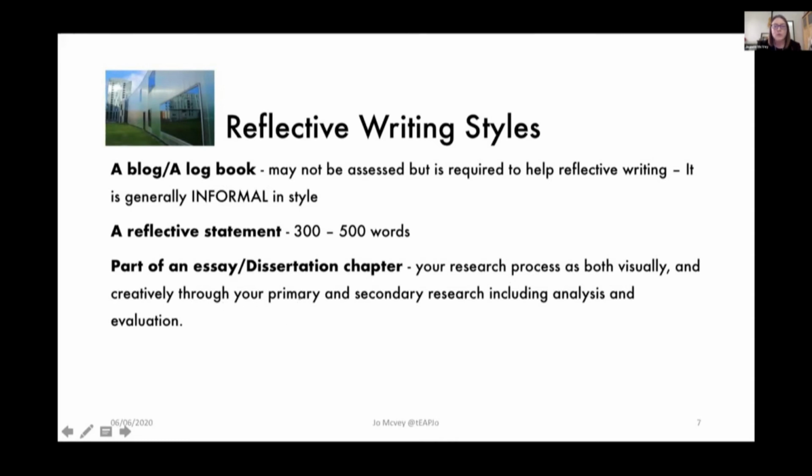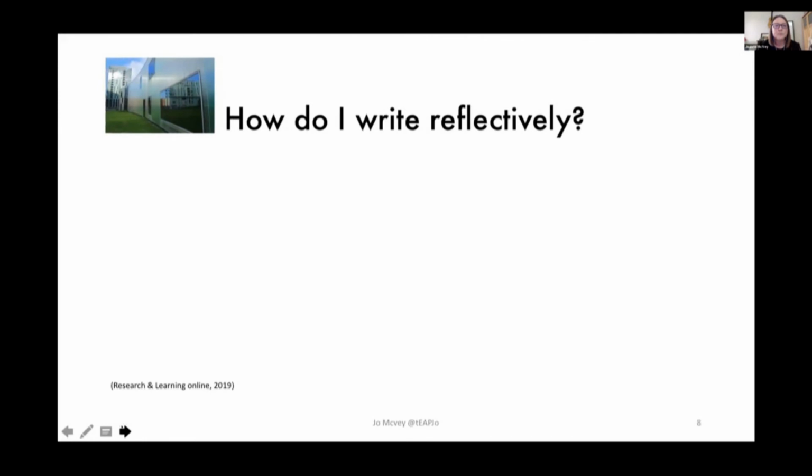And you're looking at your primary and your secondary research. And this is where the analysis can come in quite heavily, and your evaluation of that. So those are the styles I've highlighted. There may be others, but they're the key ones, the main ones.